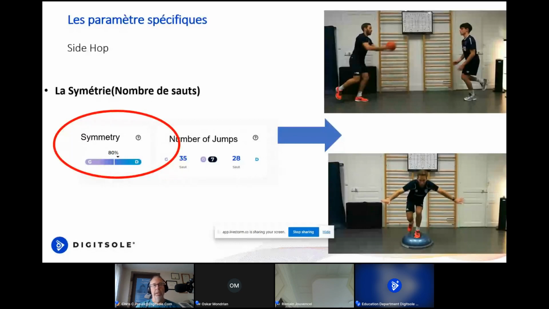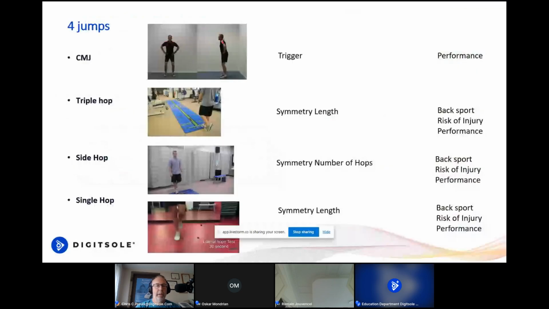So we look at the number of jumps, but it also gives us our ability to look at some of those other characteristics that we see in these other jumps, which is again going to be performance, stability, and range of motion in the ankle joint, but also giving us some indication as to what's going on in the knee and the hip joint. Okay, so 4 different jumps.